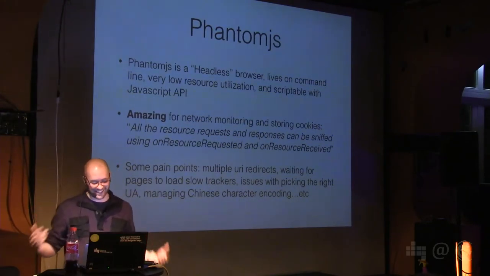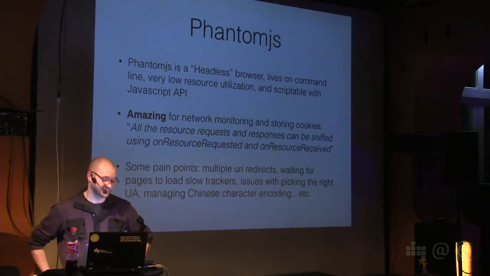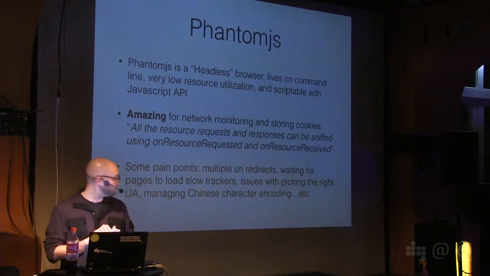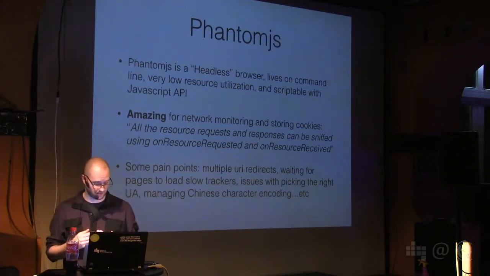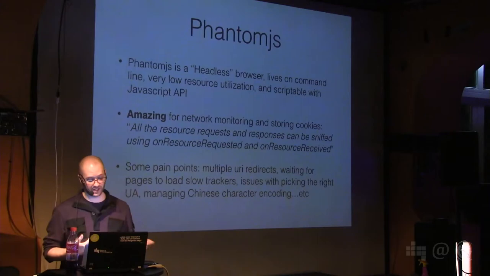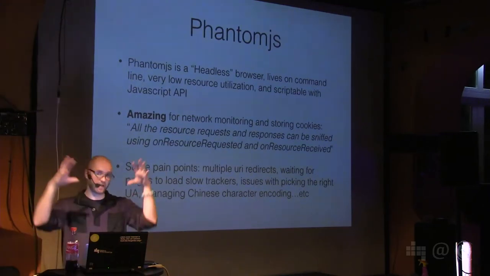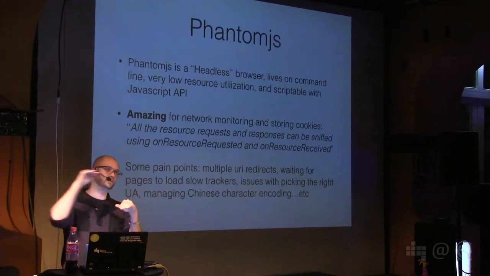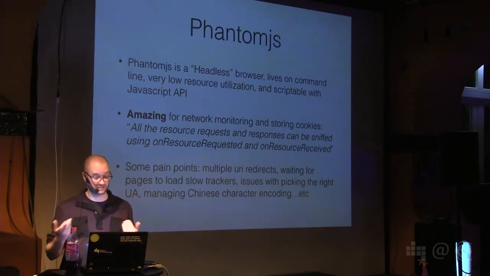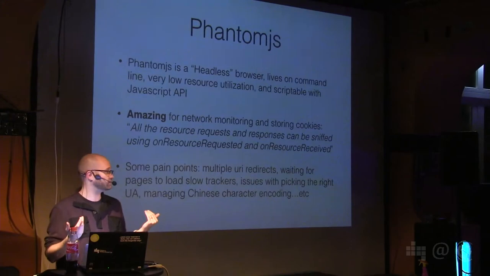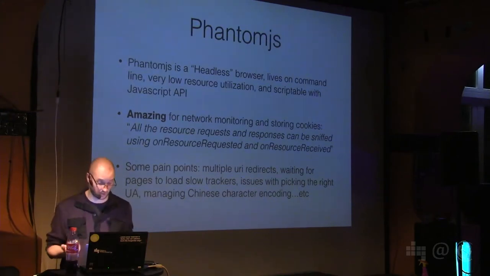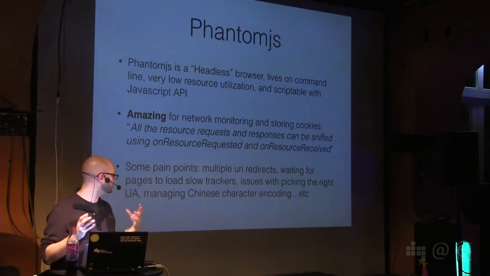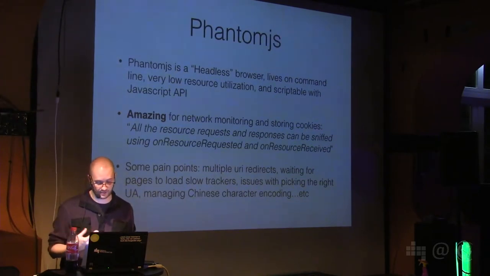We'll keep going. PhantomJS is actually really amazing for network monitoring because it has two API calls that are super useful. One is onResourceRequested, and the second one is onResourceReceived. As the page is loaded, you're firing off these network requests, and Phantom just has this sweet API call that dumps them all out for you, which is cool. It also has kind of a cookie jar you can manipulate and pull cookies out of.